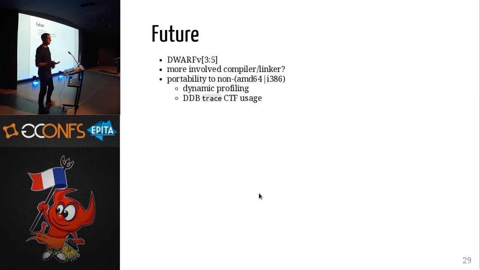Of course, there are some portability issues to be addressed still. So for example, the dynamic profiling part is only for AMD64 and i386 at the moment. And we can extend the usage of CTF for trace into other architectures as well, because most of them have been relying on their internal resolving of the number of arguments. But why not make use of CTF since it's there?